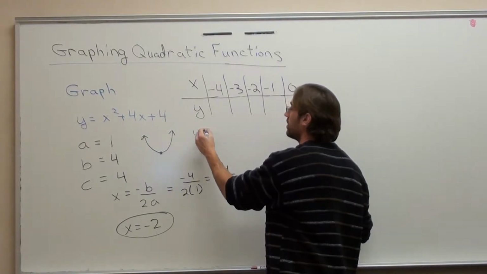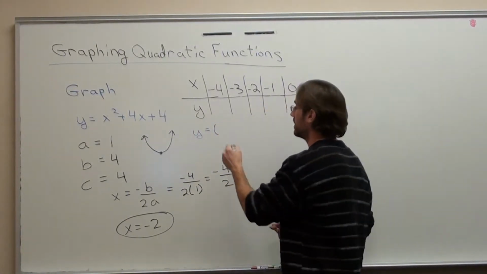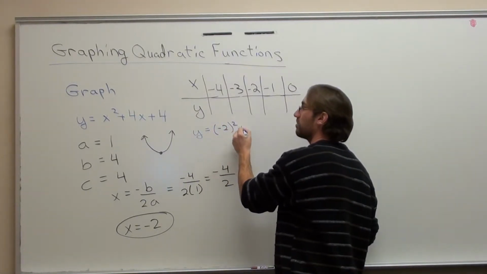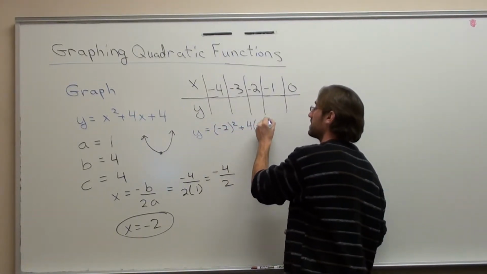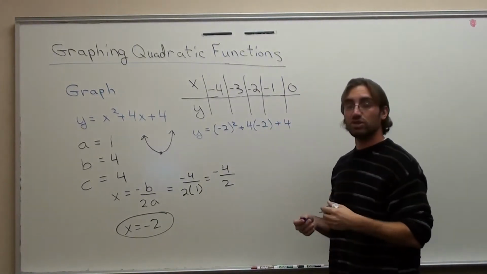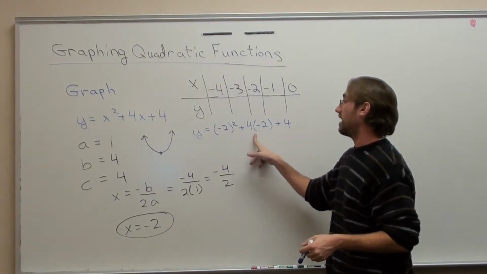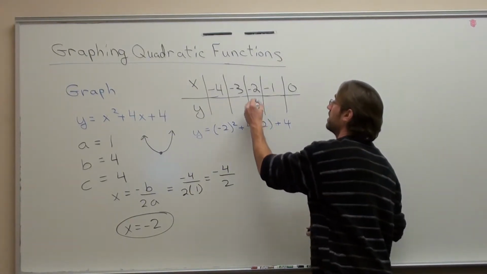So y equals, I'm going to substitute in, and whenever you substitute, you put in parentheses: (-2) squared plus 4 times (-2) plus 4. I'm going to do that really quickly in my head, and you can do that in your head or in your calculator, it doesn't matter. That's 4, that's 4, that's 8, that's negative 8, so that's 0.